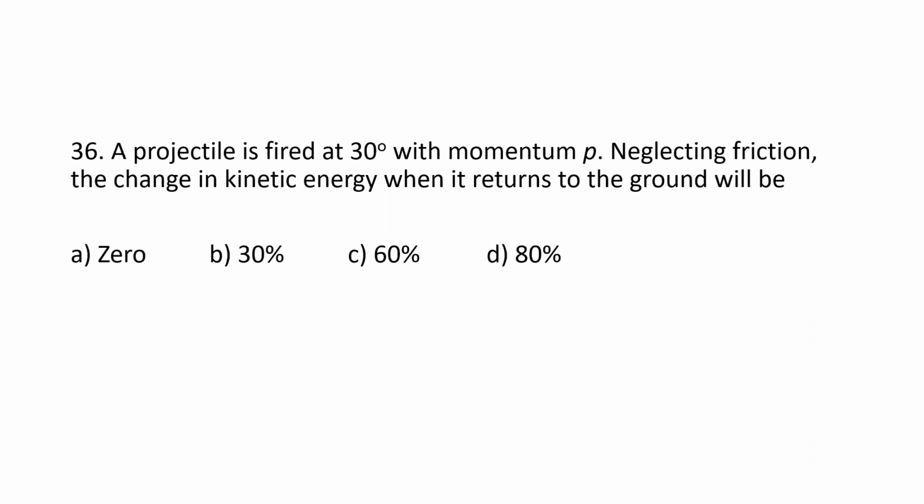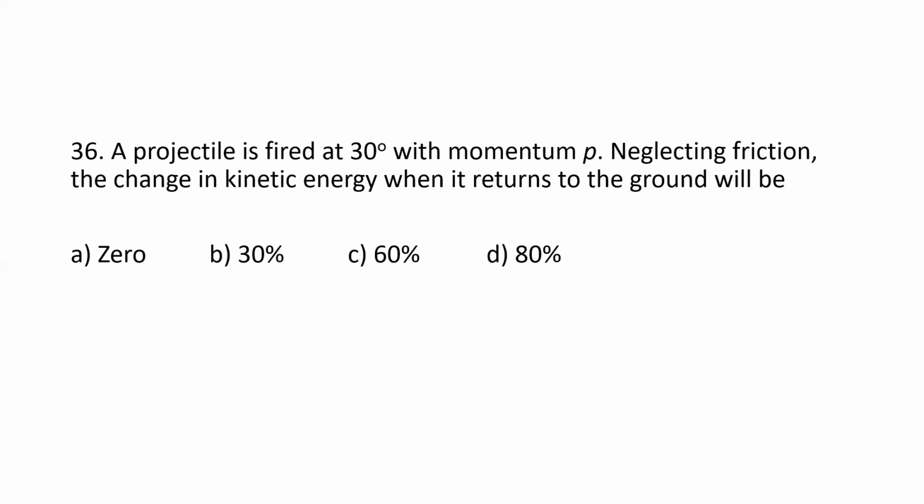A projectile is fired at 30 degree with momentum P. The projectile is fired with a momentum of P and the angle of projection is given as 30 degree. Neglecting friction, so we need to neglect the friction here. Then the change in the kinetic energy when it returns to the ground will be? We need to calculate the change in kinetic energy. The options given are 0, 30%, 60% and 80%.